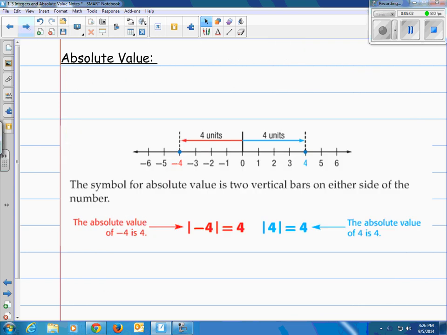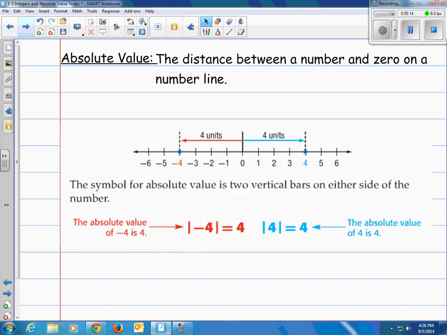Let's talk about absolute value. Sounds like it's a really hard concept to understand. Absolute value. Ooh, scary. Not really. All it really means is the distance between a number and zero on a number line. How far away is it from zero? That's all you're asking. How far away is it from zero?